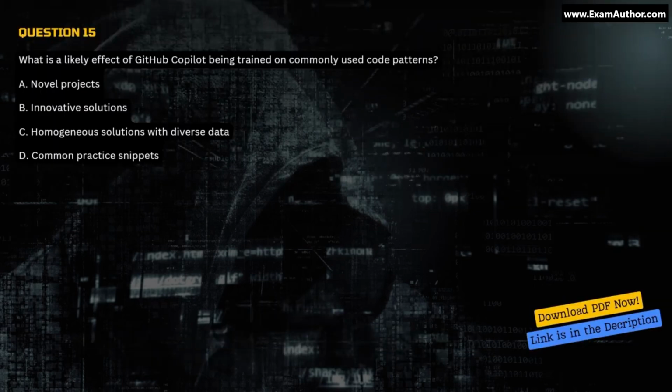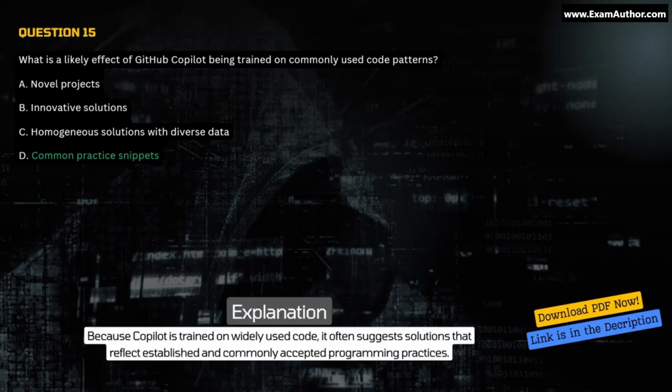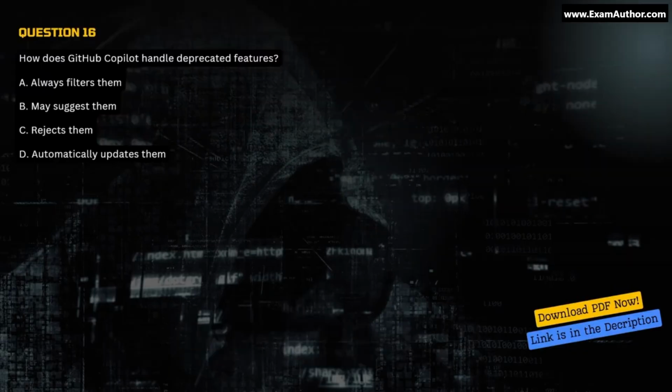Question 15. What is a likely effect of GitHub Copilot being trained on commonly used code patterns? A. Novel projects. B. Innovative solutions. C. Homogeneous solutions with diverse data. D. Common practice snippets. Correct answer D. Common practice snippets. Explanation. Because Copilot is trained on widely used code, it often suggests solutions that reflect established and commonly accepted programming practices.